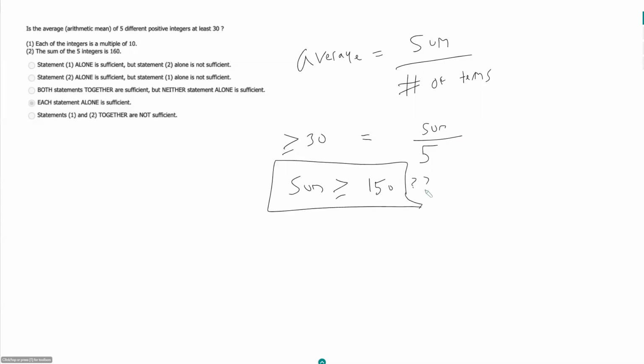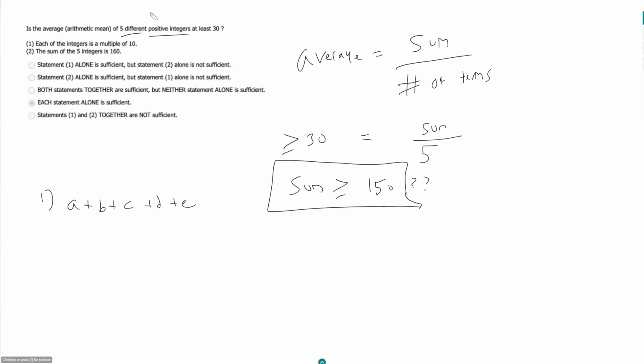And I think a lot of times it's easier to find the sum than it is to find the average. So is our sum greater than or equal to 150? And then statement 1 says each of the integers, remember these all got to be positive integers, is a multiple of 10, okay? And we can't have duplicate numbers.